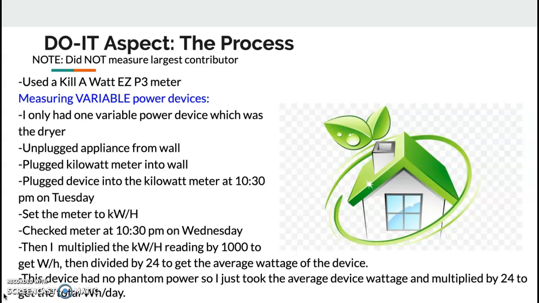I added the watt-hours a day on and watt-hours a day off to get the total watt-hours a day. For my variable power device, I again used a Kill A Watt EZ P3 meter, and I measured my dryer. I did not measure the largest contributor for this. Again, I unplugged the appliance from the wall, I plugged the meter into the wall, and I plugged the device into the meter at 10:30 p.m. on Tuesday. I set the meter to kilowatt-hours, and I checked the meter at 10:30 p.m. on Wednesday. Then I multiplied the kilowatt-hour reading by 1,000 to get the watt-hours, then divided by 24 to get the average wattage of the device. This device had no phantom power, so I took the average device wattage and multiplied by 24 to get the total watt-hours a day.